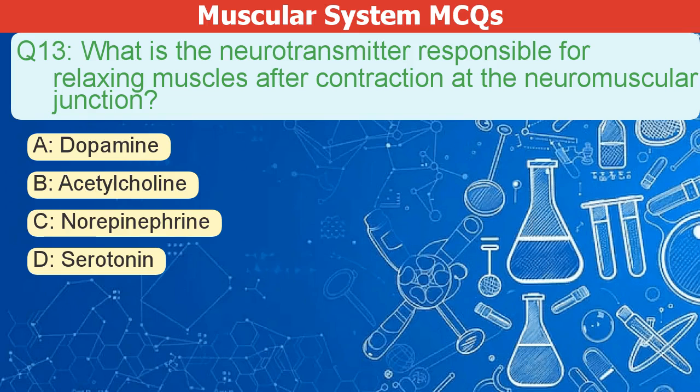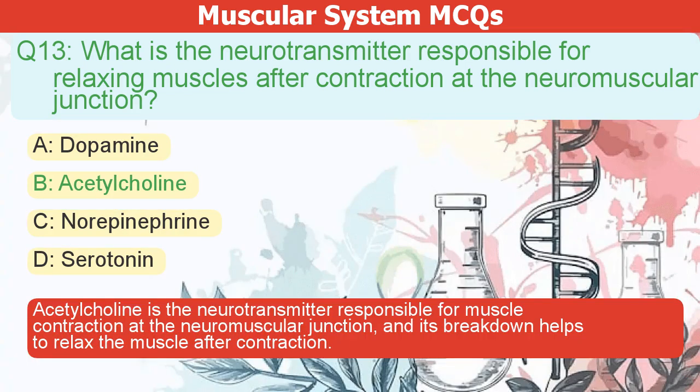What is the neurotransmitter responsible for relaxing muscles after contraction at the neuromuscular junction? A. Dopamine. B. Acetylcholine. C. Norepinephrine. D. Serotonin. The correct answer is B. Acetylcholine is the neurotransmitter responsible for muscle contraction at the neuromuscular junction, and its breakdown helps to relax the muscle after contraction.